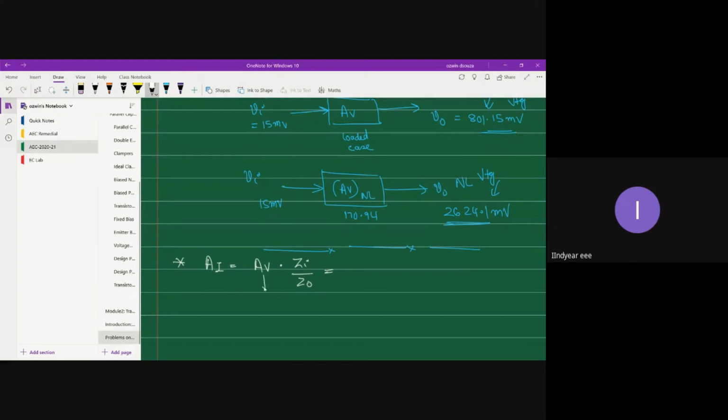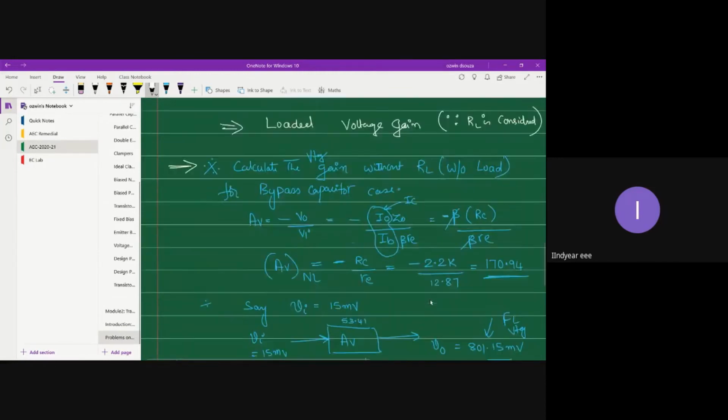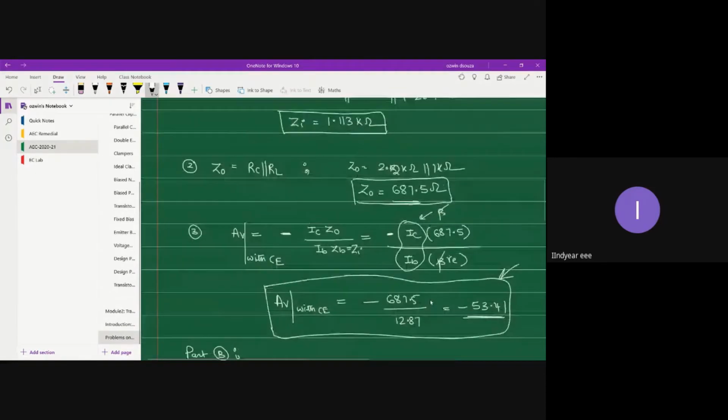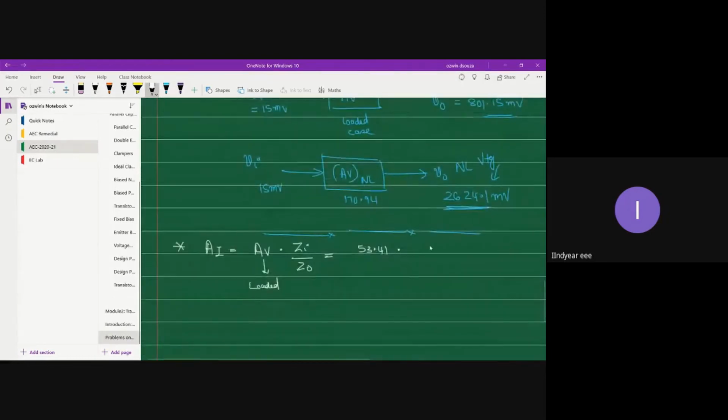So let's consider the loaded gain here. So loaded gain is 53.41 times Zi. Zi is roughly 1.113 kilo ohm, divided by Z0. For the loaded case, your Z0 was 687.5 ohms. Take out the ratio, and let's see how much we get.